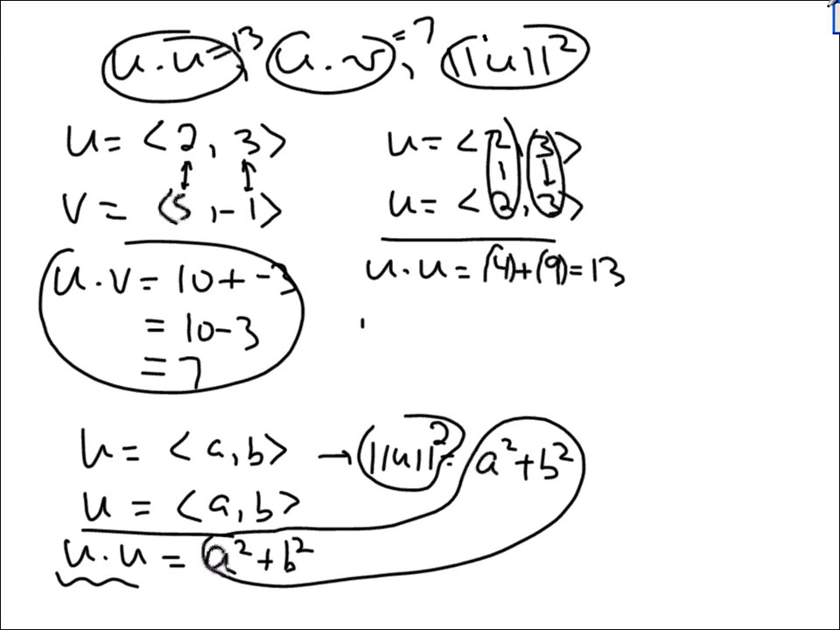Any vector dotted with itself will give you the length squared. You no longer have to use the formula to find the length of a vector. You just dot the vector with itself and take the square root. It's exactly the same. Okay, and we did all three of them. Good.